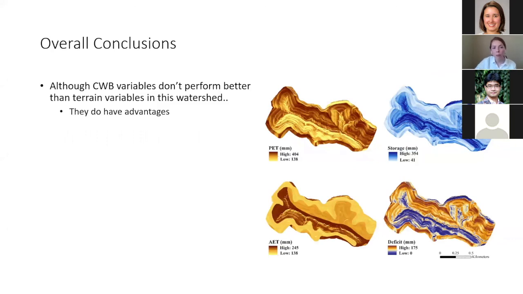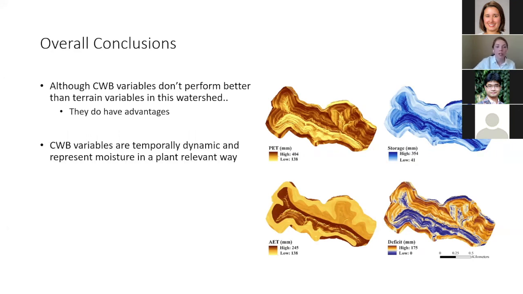So although climate water balance variables don't perform better than terrain variables in this watershed, I do want to say they do have advantages, and specifically looking at those temporally dynamic variables or representing moisture in a plant relevant way. I think this is an important difference to point out because climate change is obviously an important issue to look at, and so a dynamic or a plant relevant variable that can really reflect patterns of precipitation or temperature might become more important as we progress.